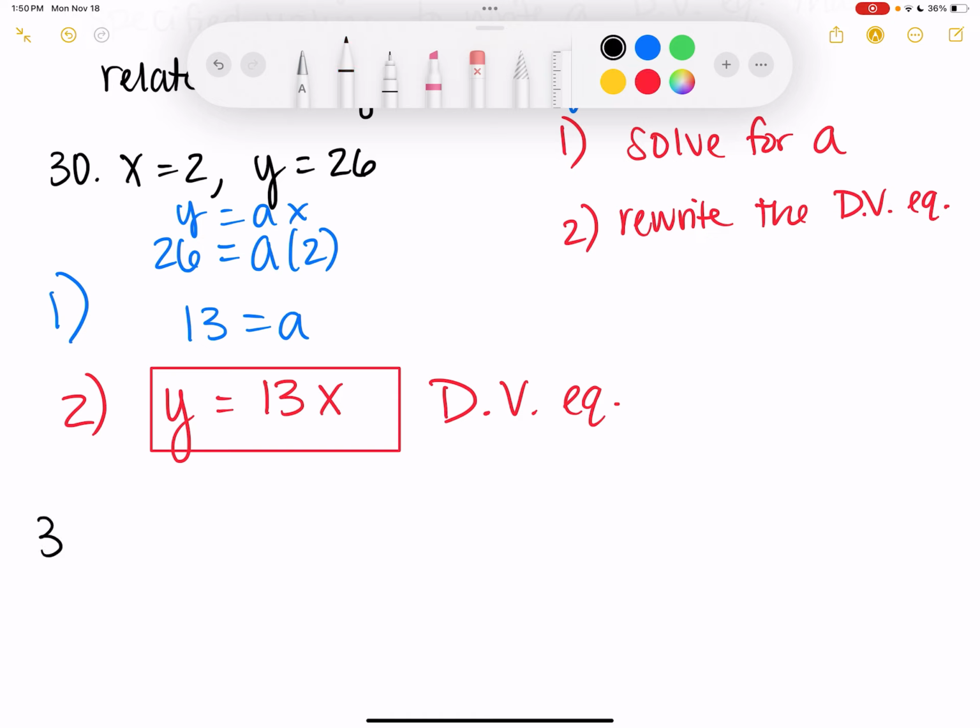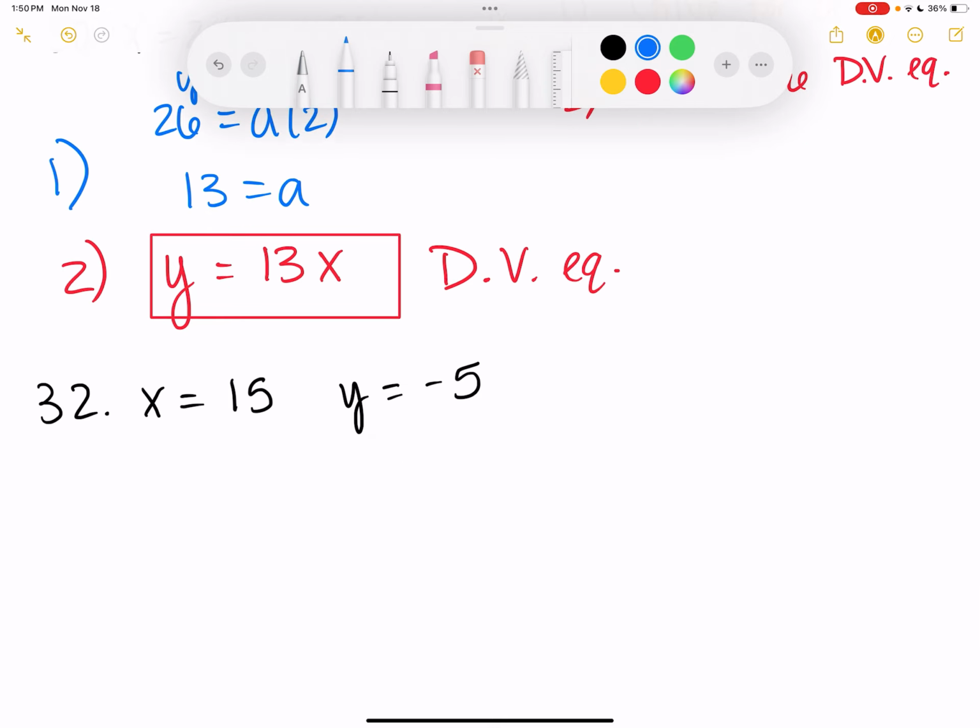32. X equals 15. Y equals -5. So, same thing. I need to solve for A first. So, Y equals AX. You do not have to write Y equals AX every time, but if you want to, just to get used to it, that's fine. Put in negative 5 for y equals a times x is 15.